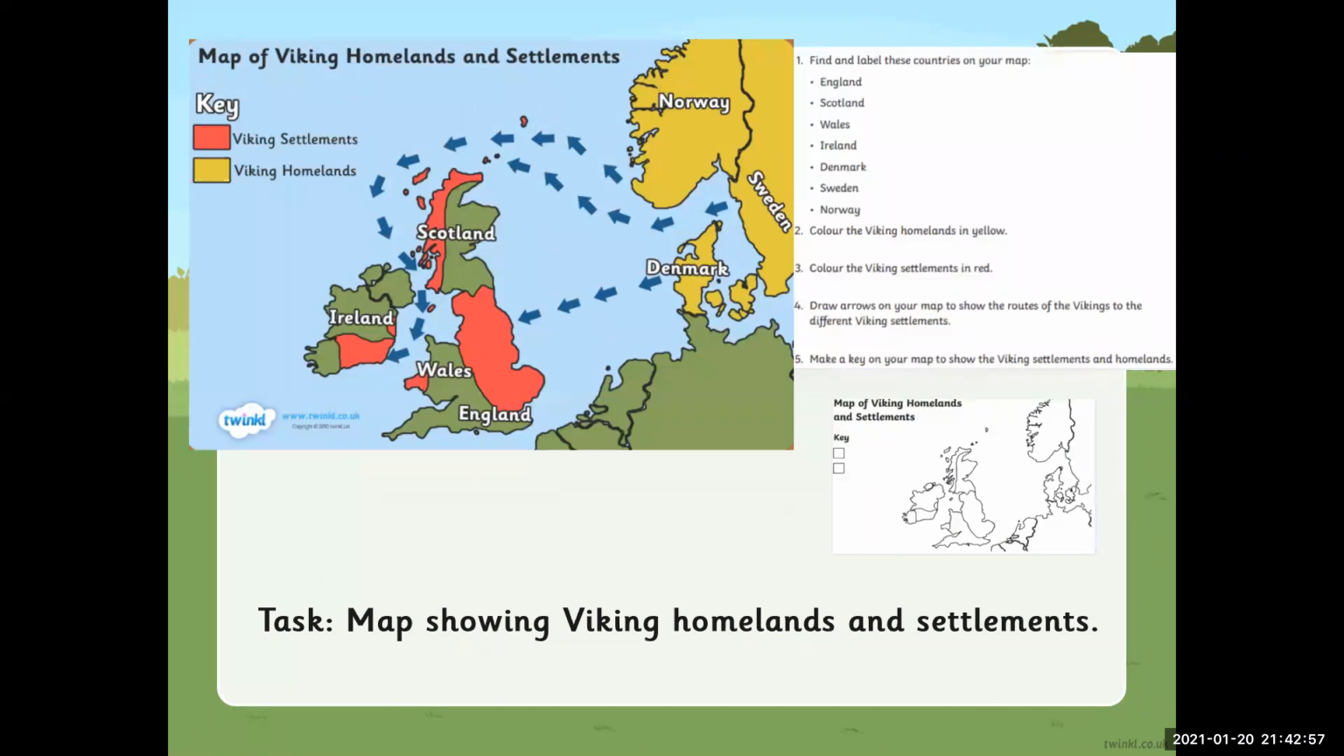Our first task today is to identify where the Viking homelands and settlements were on a map of the UK. Use the instructions on the right-hand side of the screen and use the coloured map to fill in your blank map that you have in your packs today. Pause the video, and when you've finished your maps, come back to the video to continue to watch.